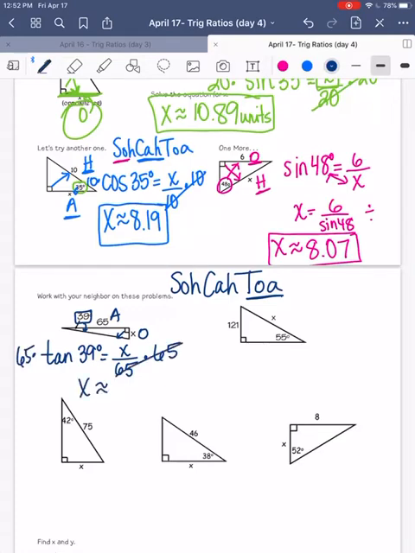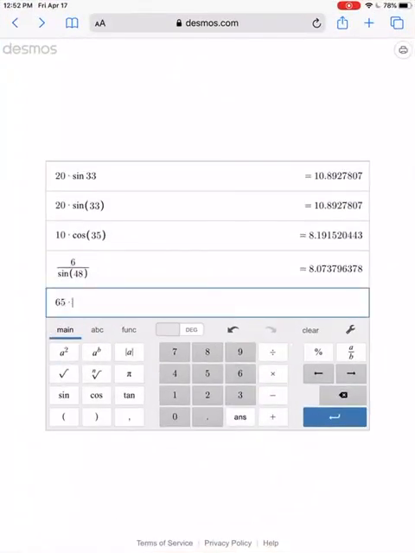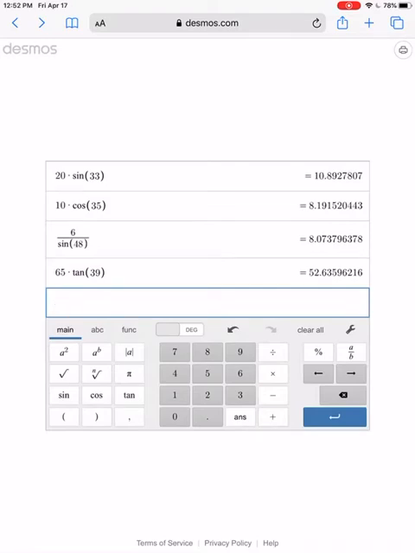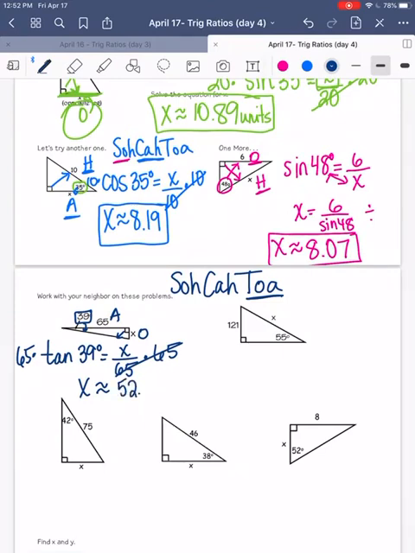Okay? So let's type that in. 65 times tan 39. 52.64. The hard part about this is there's not really a great way to check yourself. So you just kind of have to make sure that you're confident in labeling your sides.